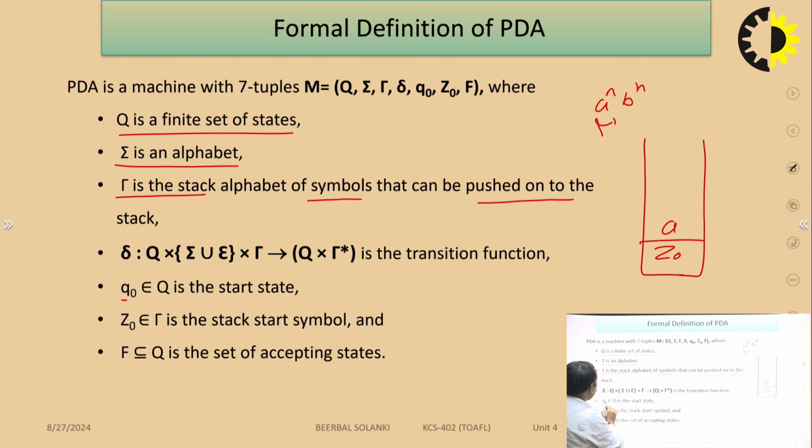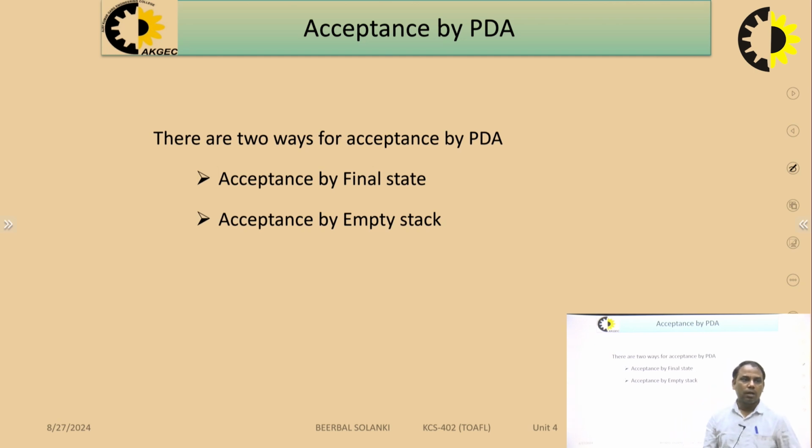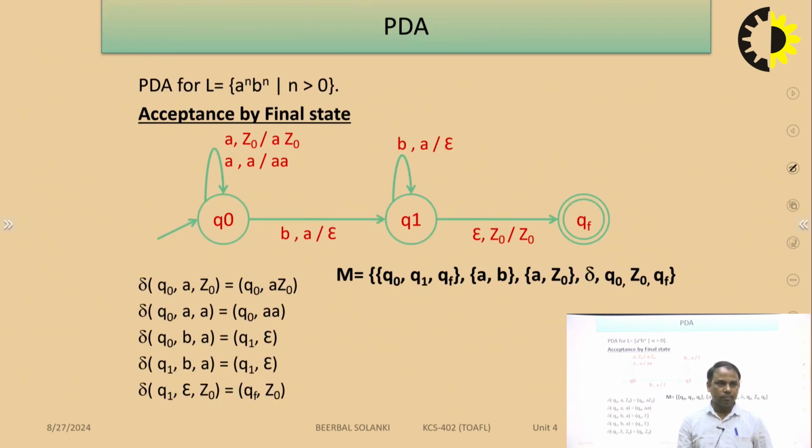Here Q0, as generally used in NFA and DFA, is the initial state, which belongs to the total set of states. Z0 belongs to tau, and is the stack start symbol, and F belongs to the set of states, that is, the final or accepting states. Now there are two ways a PDA accepts: first is acceptance by final state and second is acceptance by empty stack. We will discuss them one by one here.